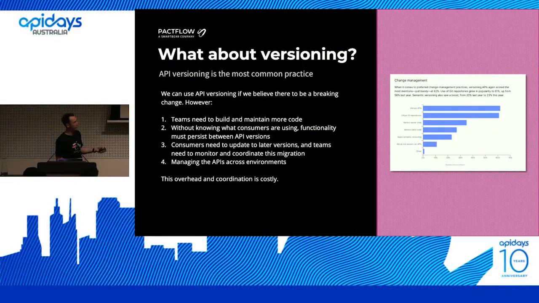So just briefly on versioning, this is probably the predominant strategy people use to avoid breaking changes in their APIs. That's from the Postman survey, I think.